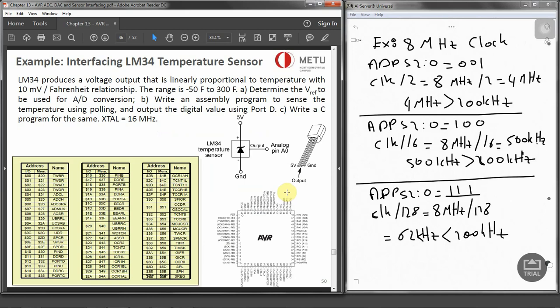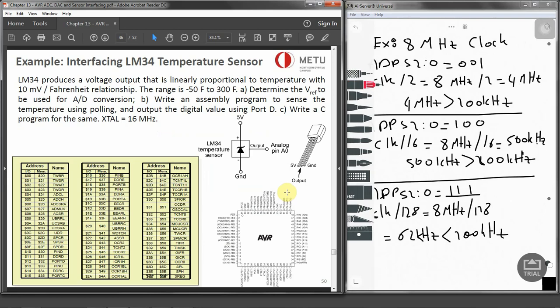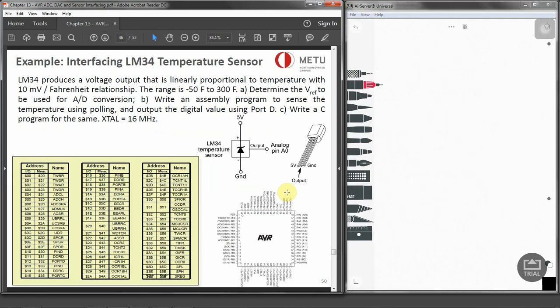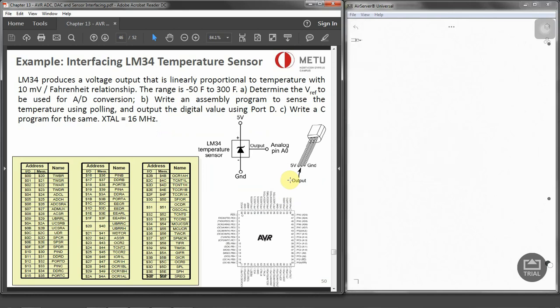So here is our first example. It says the LM34 produces a voltage output that is linearly proportional to the temperature with 10 millivolt per Fahrenheit resolution. The range is minus 50 Fahrenheit to 300 Fahrenheit. Determine the VREF to be used for analog to digital conversion. Now, the range is given to us: minus 50 Fahrenheit to 300 Fahrenheit, and we have 10 millivolts as the resolution for the sensor.